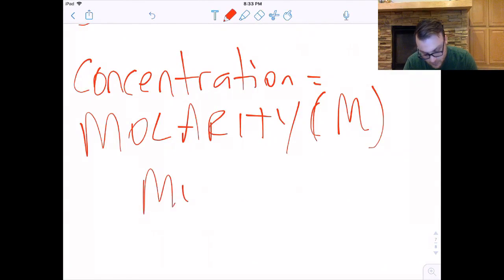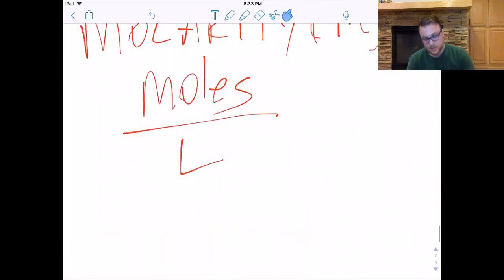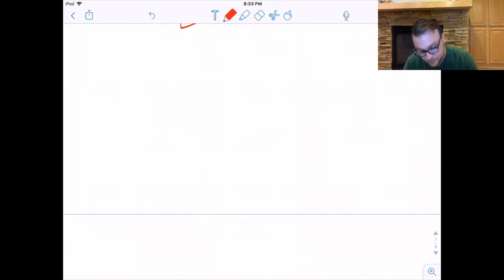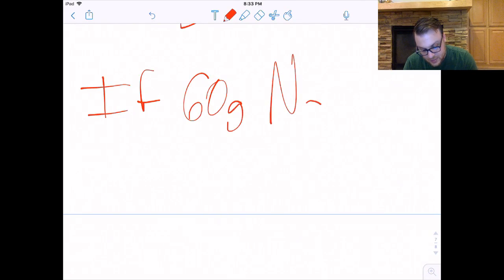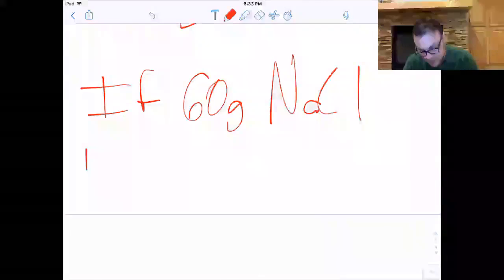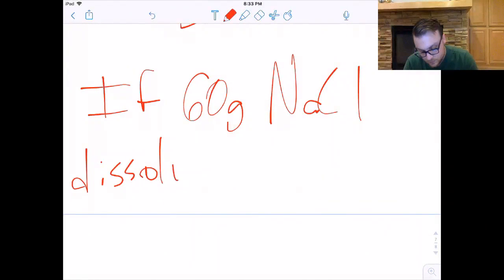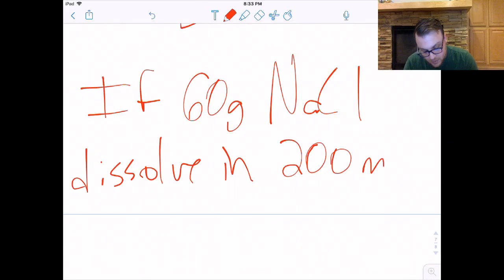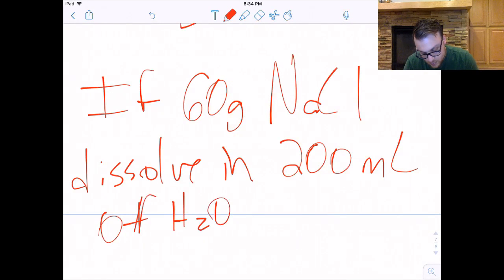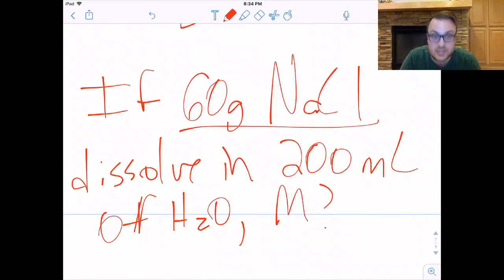So for example, if 60 grams of NaCl are dissolved in 200 milliliters of water, what is the molarity? Well, we've got to do a couple things here. I have 60 grams of NaCl. I need to convert that to moles. I have 200 milliliters. I need to convert that to liters.